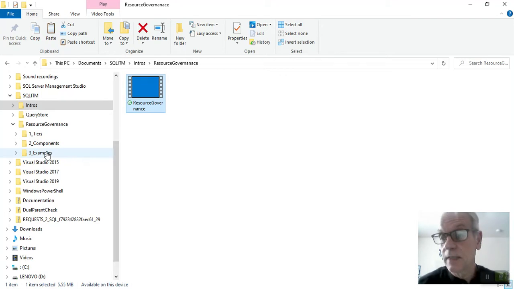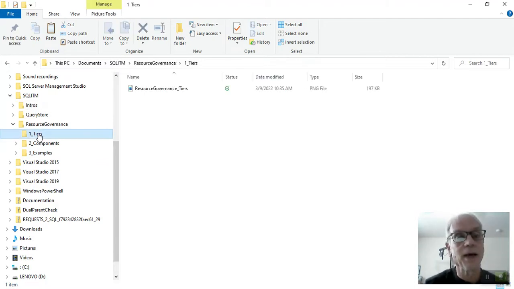And by the way, this is 10 minutes, so I'm going to set the timer right now for 10 minutes. Go. Okay, so we're going to look at the tiers of the resource pattern.